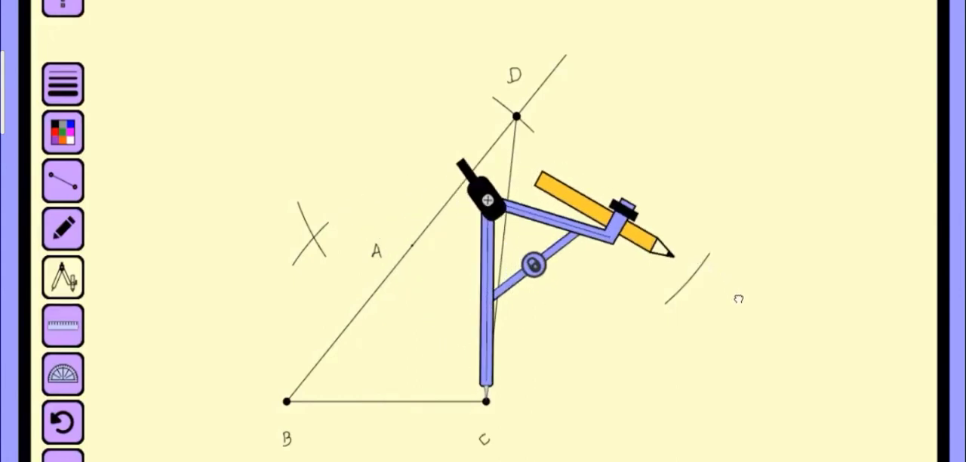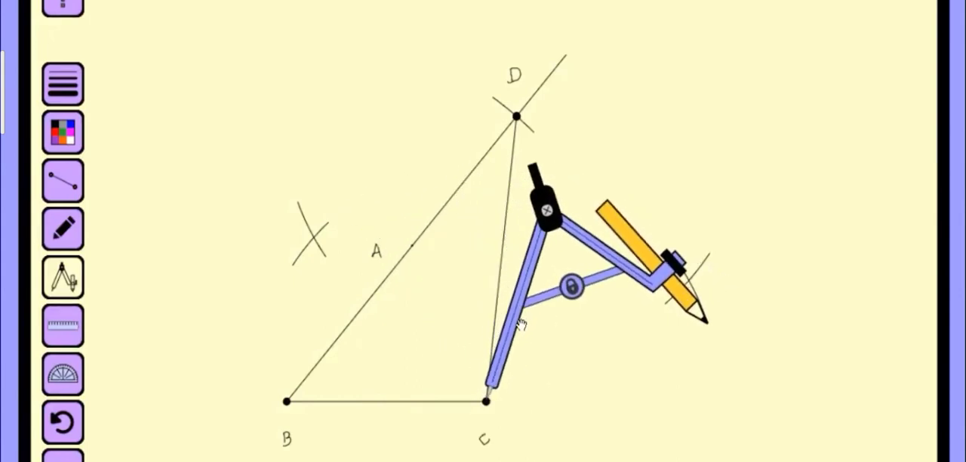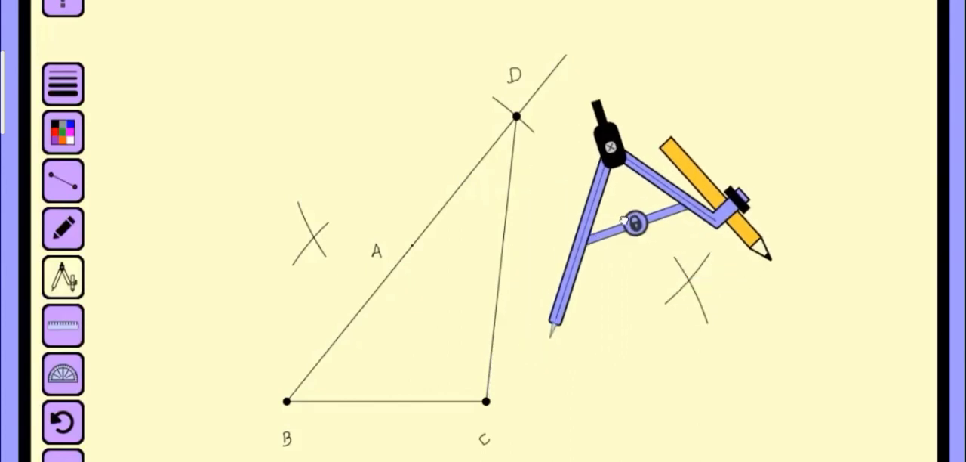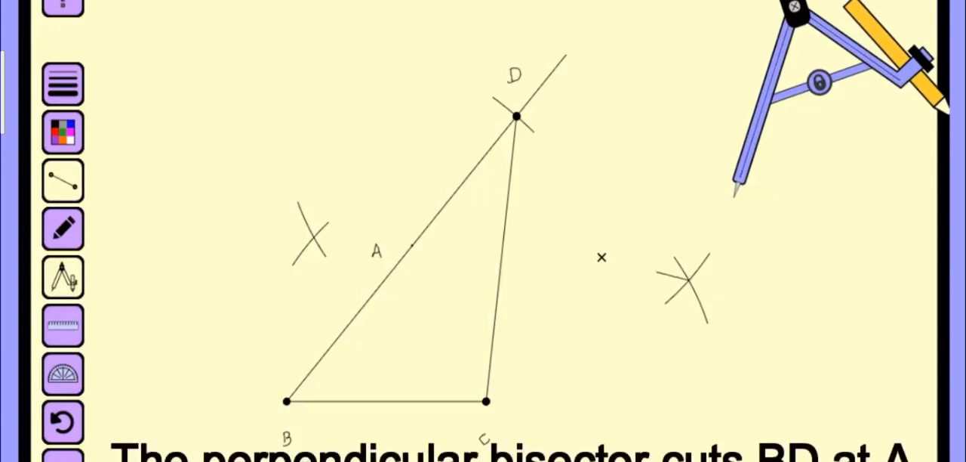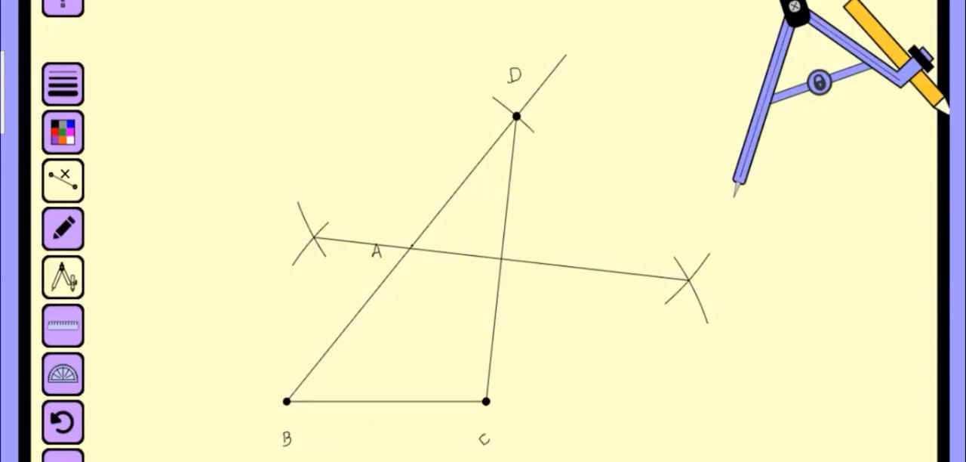How to construct the perpendicular bisector? Just take more than half the distance of CD, draw arcs from D and C, and join the arcs' intersection points. If you observe, after joining, the point where it intersects BD is your point A. Then join AC. So in this way you can construct the triangle by both methods.